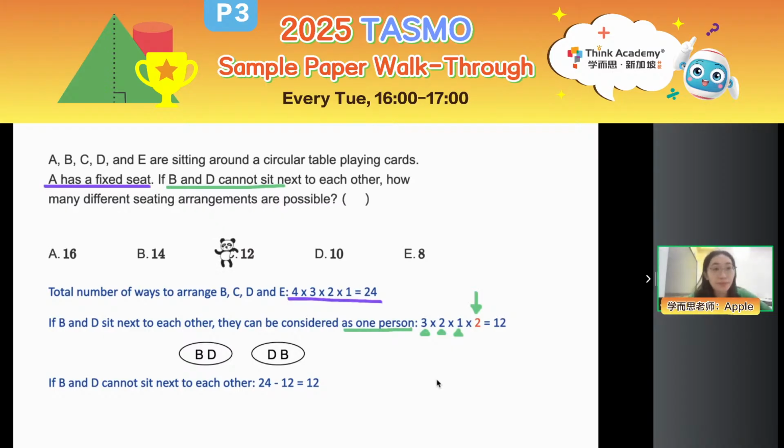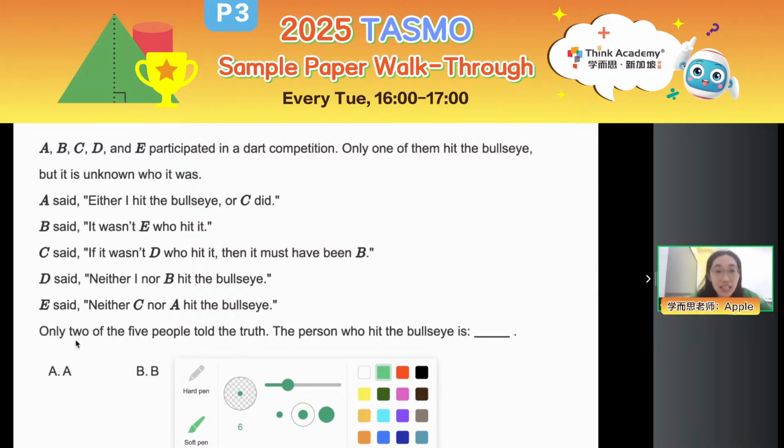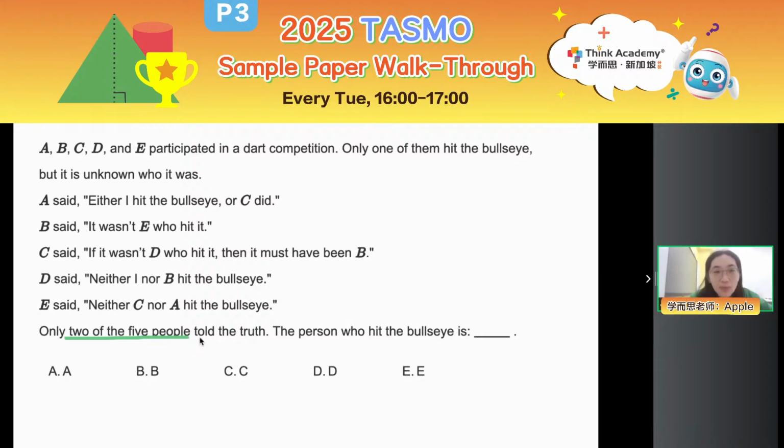Okay, yeah. Next one for question 15. This question is very interesting. Okay, you try to figure out who is the truth teller and who is the liar. According to the question, there are 5 people, and you see that only 2 of the 5 people told the truth. Well, firstly, maybe we can try to brief their sayings, okay?